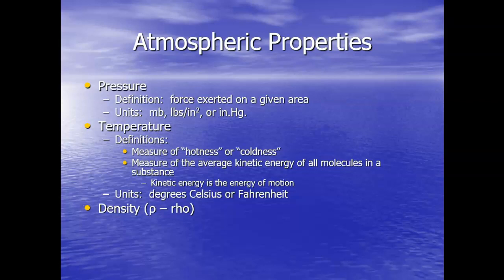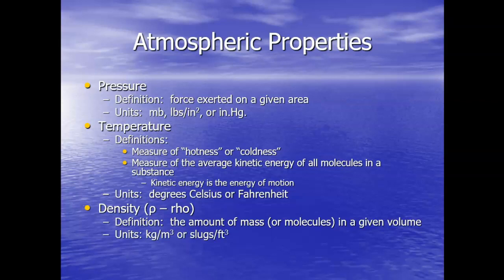Another property of the atmosphere is density, and we represent density whenever we look at an equation by the Greek letter rho. So whenever you see the Greek letter rho, think of density. The definition of density is the amount of mass or the number of molecules in a given volume of air. And we measure density in either kilograms per meter cubed, which is the metric system, or slugs per foot cubed, which is the English system.